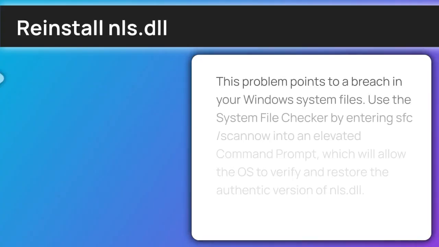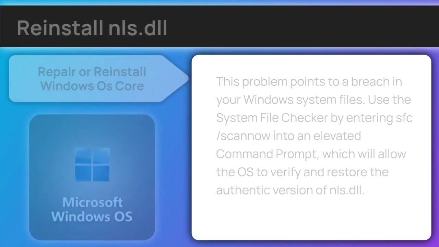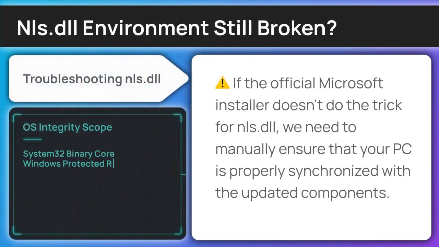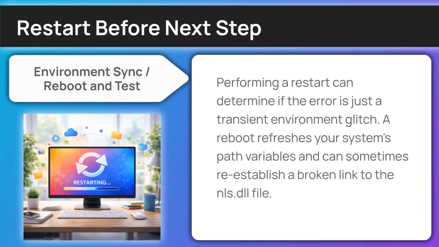This problem points to a breach in your Windows system files. Use the system file checker by entering sfc /scannow into an elevated command prompt, which will allow the OS to verify and restore the authentic version of native language support DLL. Persistence of this error after a clean reinstall suggests that the issue may reside within the current user session's initialization. A quick reboot can determine if the error is transient. While it won't fix a deleted file, it can re-establish the connection between your software and the native language support file if the path was temporarily busy.